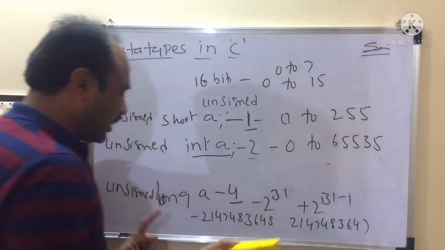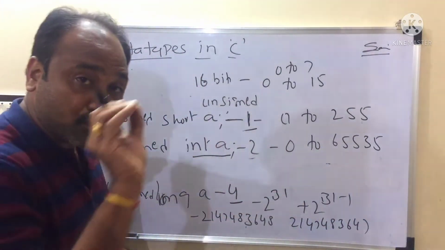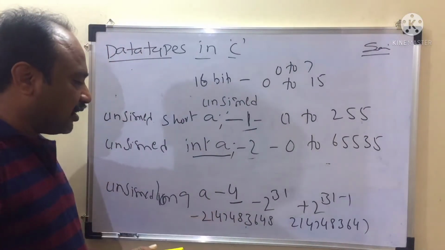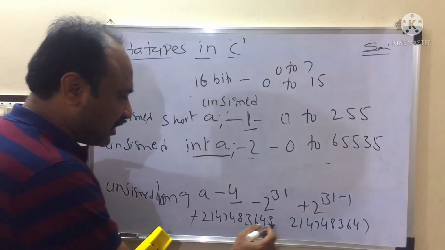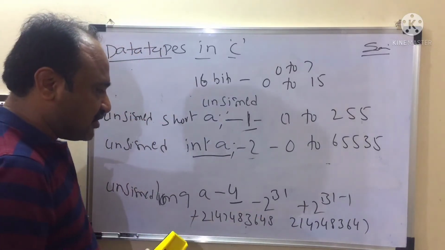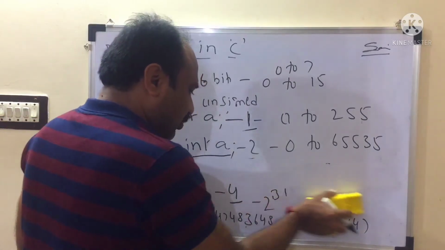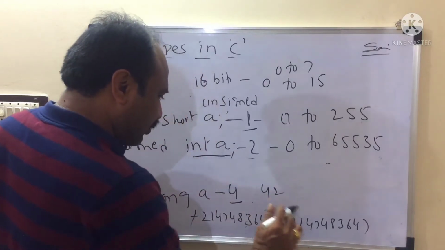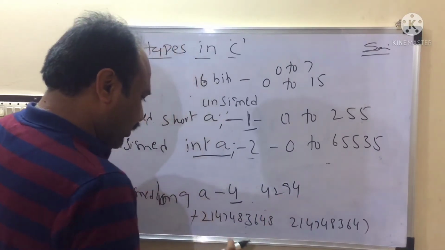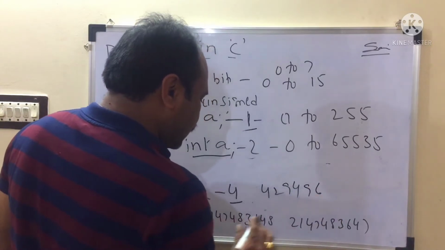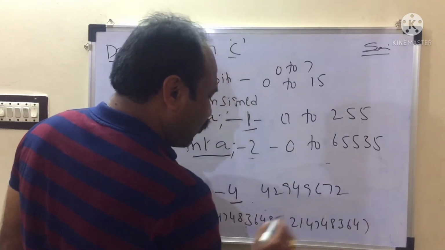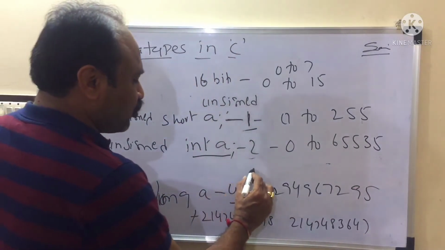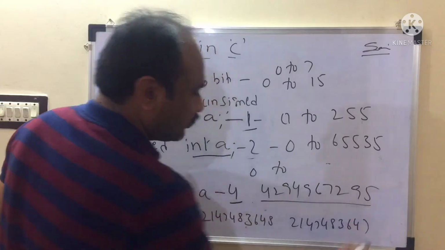Next, unsigned long a requires 4 bytes to store. 4 bytes means how many bits? 32 bits. This is the range of signed long. To get the unsigned long range, forget about signs and add all these numbers. Being an unsigned value, it accepts only positive values, so the range is 0 to 4,294,967,295.